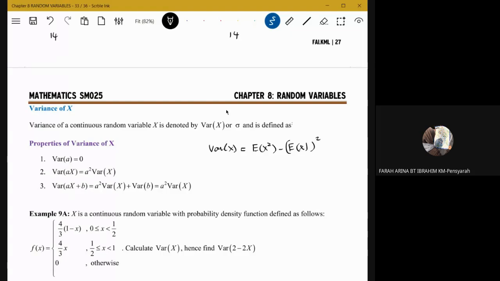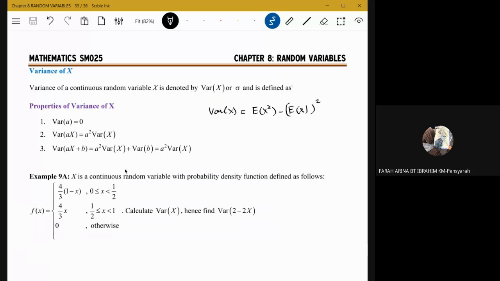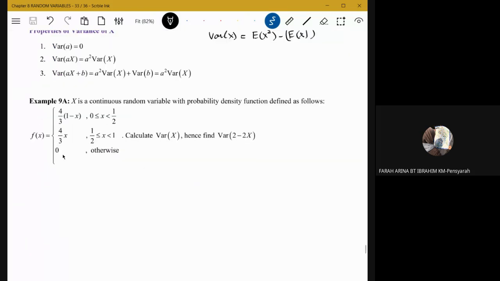So macam tadi kita buat, we have to integrate from negative infinity towards positive infinity by multiply x with the f(x) ataupun x squared with the f(x). Okay, so properties of variance stay the same. So now we proceed with the example 9a. So given the probability density function, you have to find the variance, hence you have to find this one. So untuk dapatkan variance, you need E(X), you need E(X squared). So we find the E(X) first.